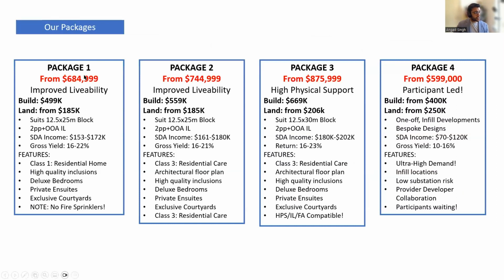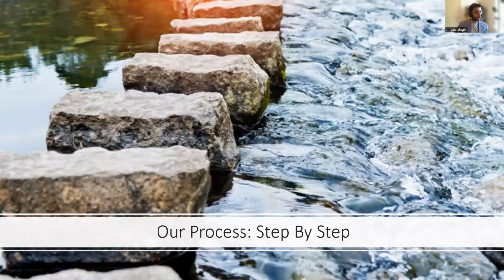So these are the 4 packages. You've got packages starting from $685 for our Class 1 improved livability, $745 for Class 3 improved livability, and then $875 and up for our high physical support. And then, on occasion, we do have a limited build or something like that comes through, and they tend to range from about $600,000.